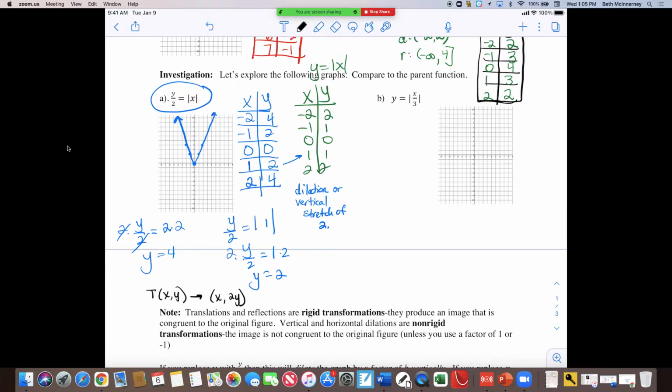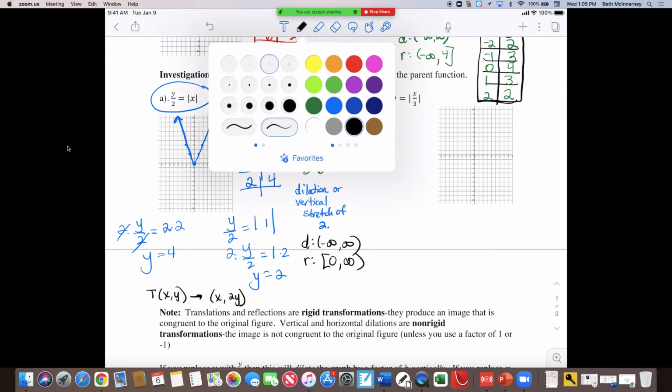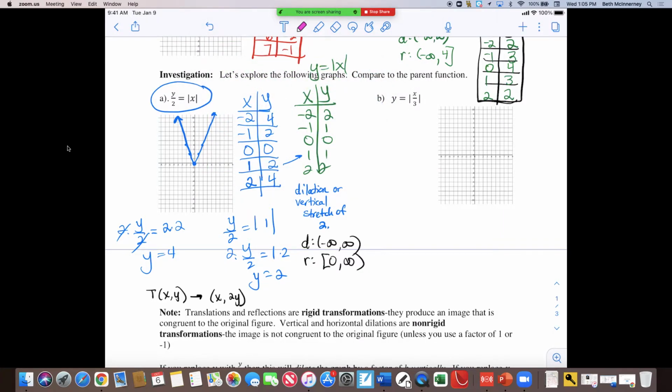All right, let's try this again with our domain and range. Domain is negative infinity to infinity, and my range is 0 to infinity. So a dilation or vertical stretch did not change domain and range from the parent function. It was the same. All right, let's take a look here.